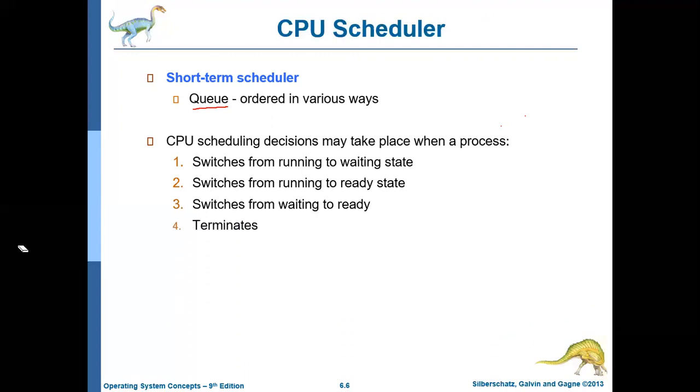So during these four situations, context switch will happen: when a process moves from running to waiting state, when a process moves from running to ready state, when a process moves from waiting to ready state, and when a process terminates. During these situations, context switch will take place.